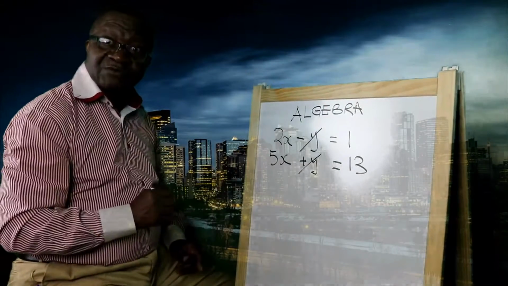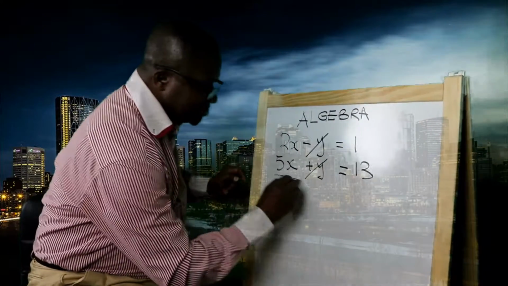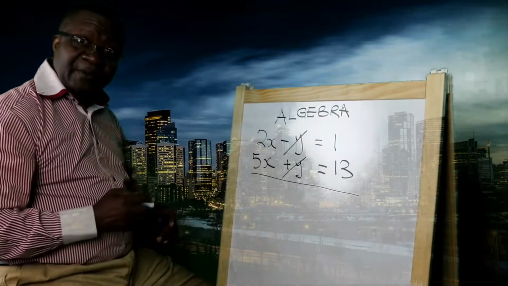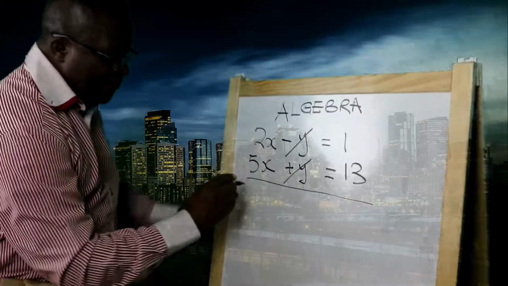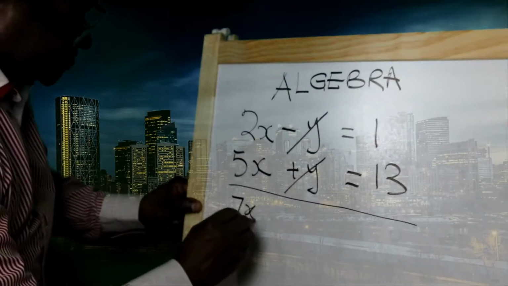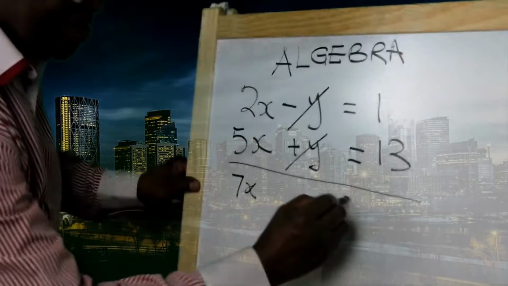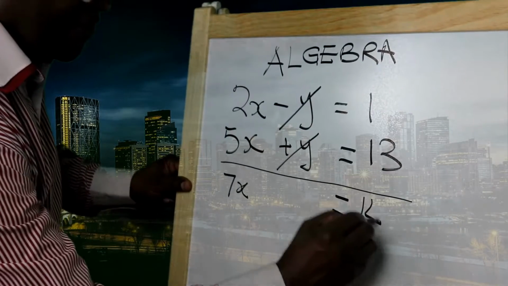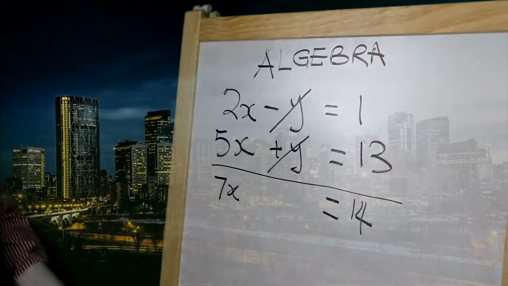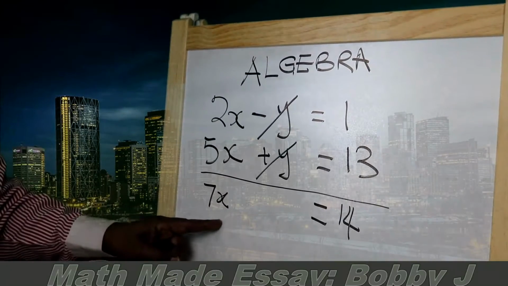This and this cancel out. And then we add this, adding up all the terms, okay? So this will give you 7x. This one cancels out, equals 14. Then how do we find x from here?